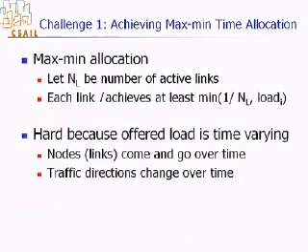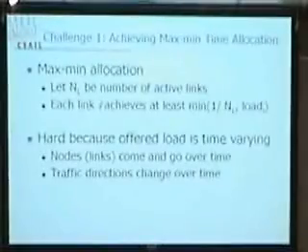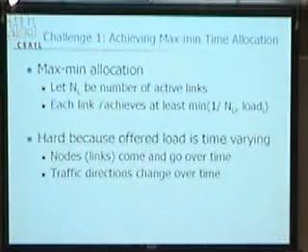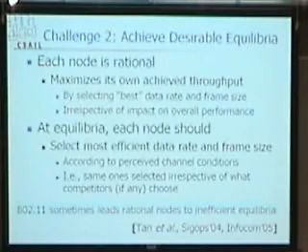Challenge 1, achieving maximum time allocation. Why is it hard? It's hard because the number of links could be varying all the time. And more importantly, the load varies. Not all links are trying to saturate the channel. Some are sending an audio flow at 8 kilobits per second. So the idea is that each link will achieve at least its load if it's less than its fair share. Otherwise, it will get at least its fair share. All right, that's challenge 1. And 802.11 doesn't achieve maximum time allocation. I have to say that.